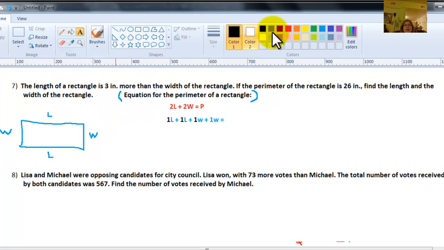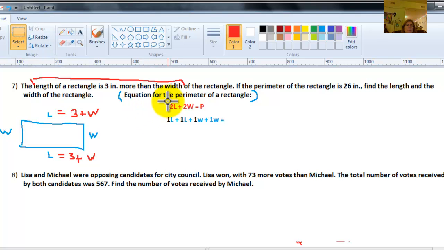Okay, so what they're telling you in the problem is the length is 3 inches more than the width. So what that means is the length is simply 3 plus the width. We don't know what the width is, and that's okay. So we're going to use this equation, and we'll plug in the length, but not L. We're going to use this piece of the equation, that expression.